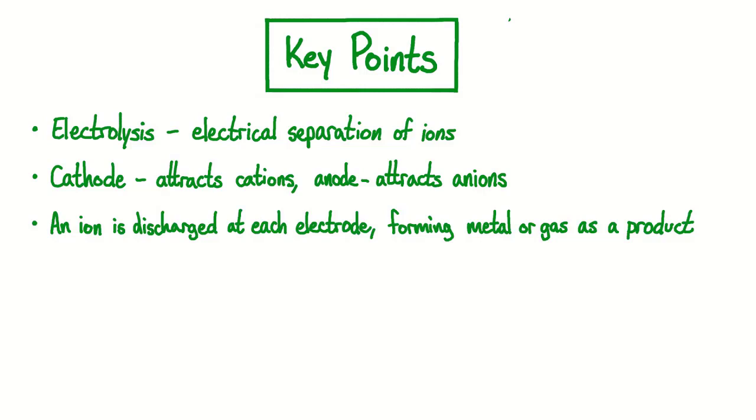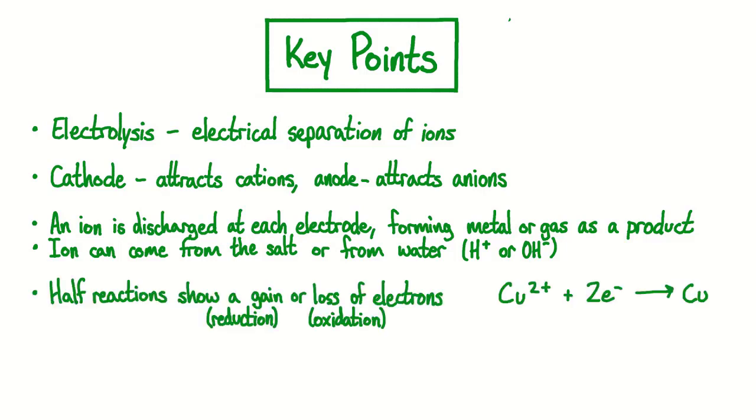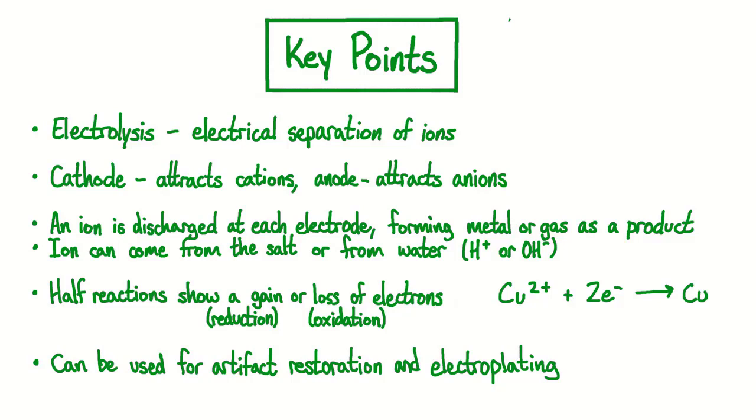When an ion is discharged during electrolysis, it will form a metal or a gas as a product. At each electrode, the discharged ion could be the cation or anion from the salt in the solution, or it could come from water, the positive hydrogen ion or the negative hydroxide ion. Half reactions show when an ion or atom gains or loses electrons, also known as being reduced or oxidized, respectively. An example of a half reaction for the formation of copper is a copper 2+ ion plus 2 electrons forms solid copper. The electrolysis of salt solutions can be used to restore artifacts and plate metal objects.